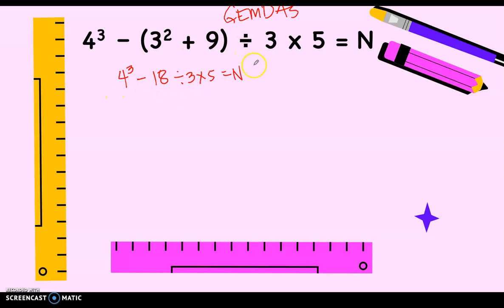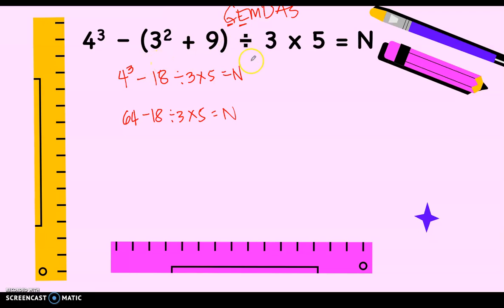Next, this is now our new equation. After the groupings, we have the exponent. Okay, so exponent is here, 4 to the power of 3. You might ask, Miss, why did you answer this exponent? Because this exponent here is inside the parentheses, which is the groupings. So here, after the groupings, there is no groupings here anymore. Then we proceed to the exponent. So we have 4 times 4 is 16, times 4 is 64. Okay, that's what we perform. Minus 18 divided by 3 times 5 equals n.